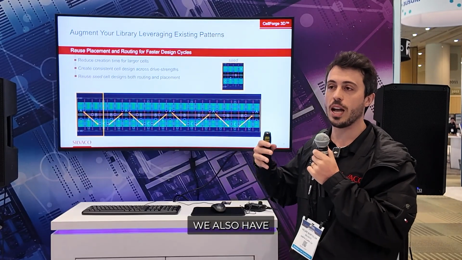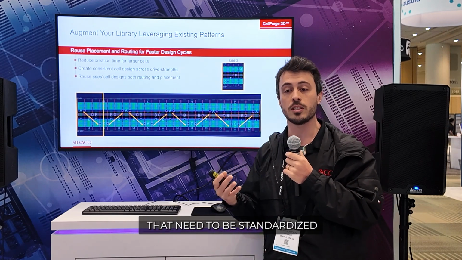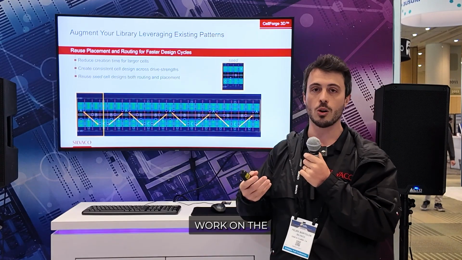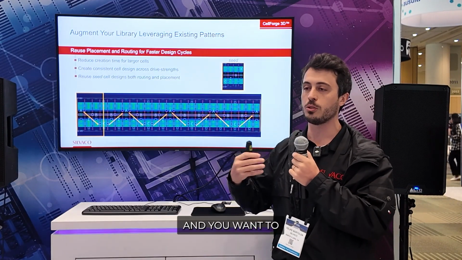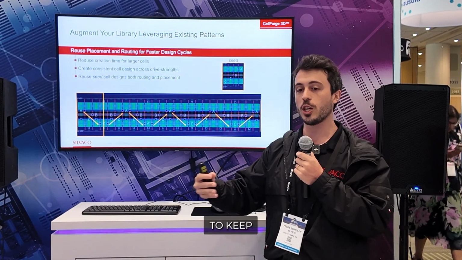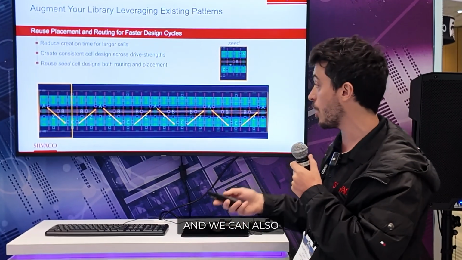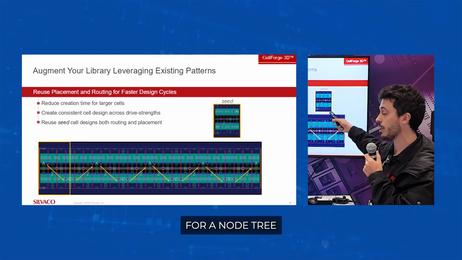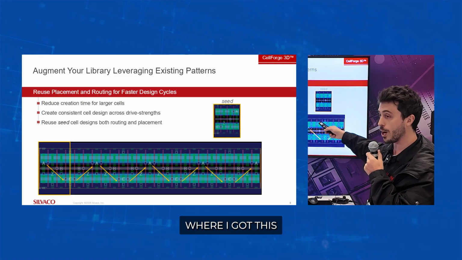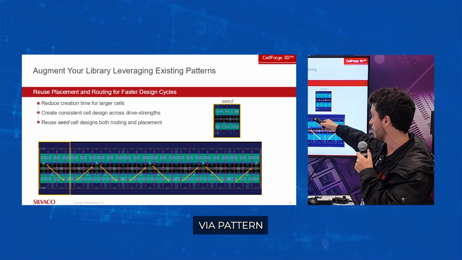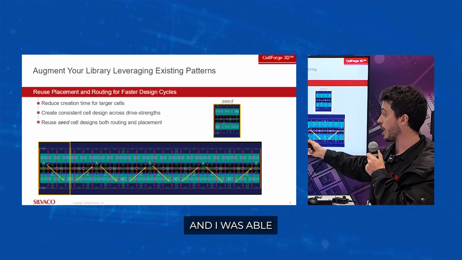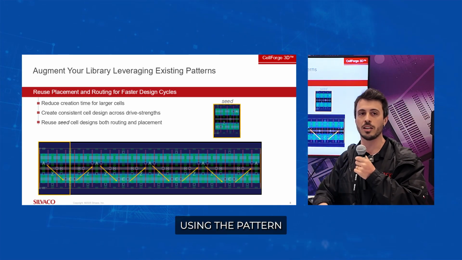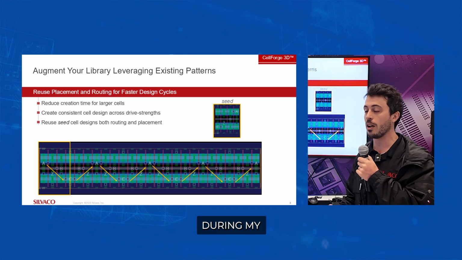Next, we can see we also have that cells from different drive strengths need to be standardized. They need to follow a certain pattern. You often work on the X1 version and you want the other cells to keep a consistent format between them. And we can also do this. So for example, I took here a seed for an R3, my initial X1 cell, where I got this very nice via pattern, which looks like a staircase. And I was able to reuse that to create larger cells, reusing the pattern I carefully crafted during my verification.